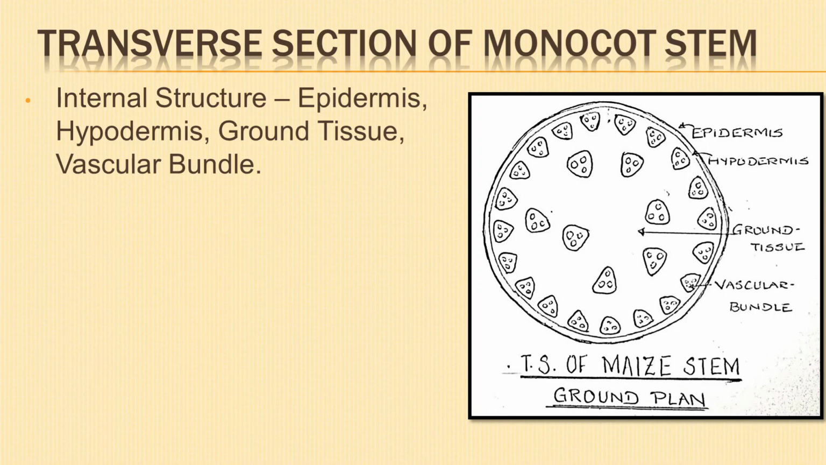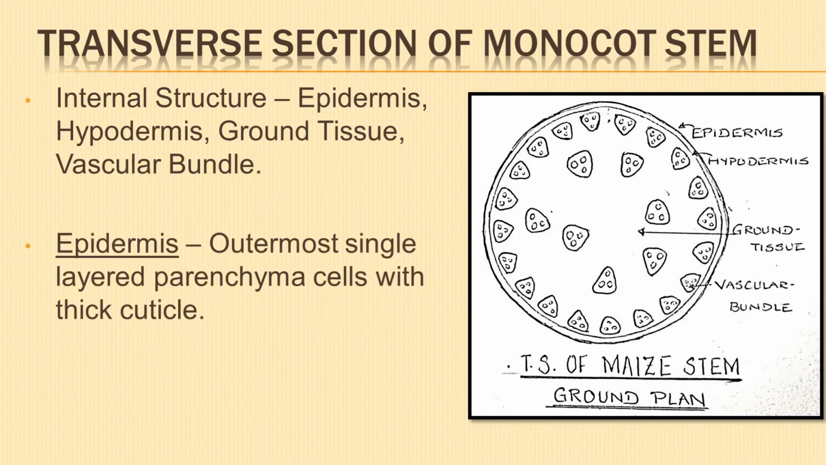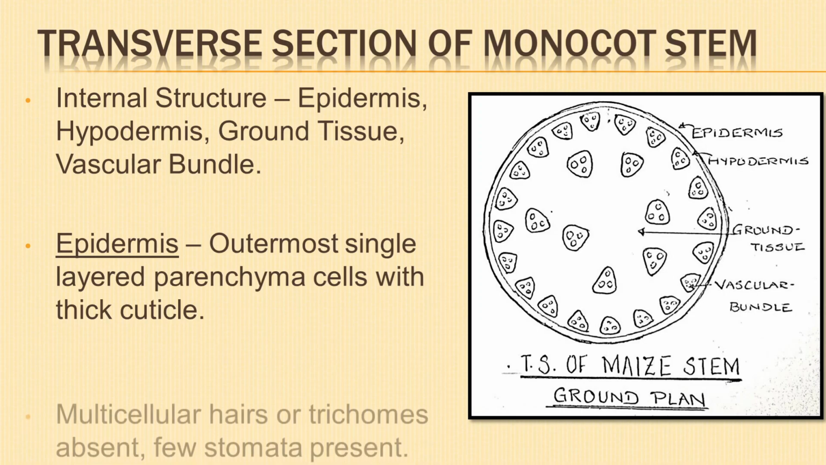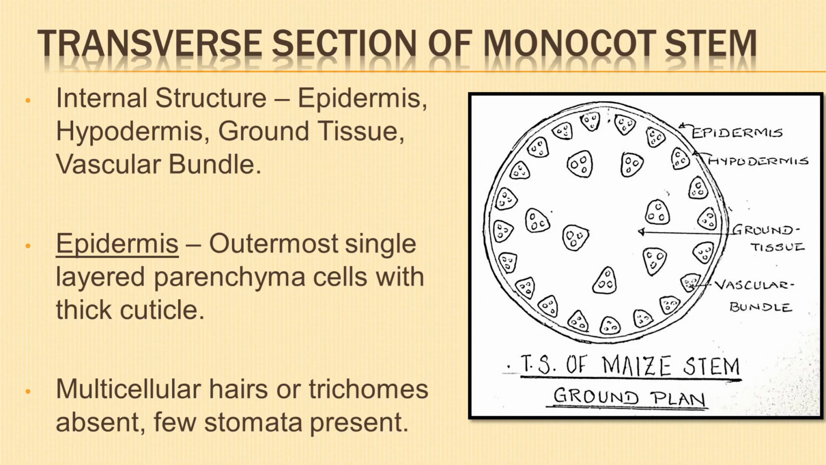Epidermis. Monocot stems are protected by an outer layer of dermal tissue called the epidermis. It is made up of single layer of tightly packed parenchymatous cells with thick cuticle. Multicellular hairs or trichomes are absent, but may show the presence of a few stomata.